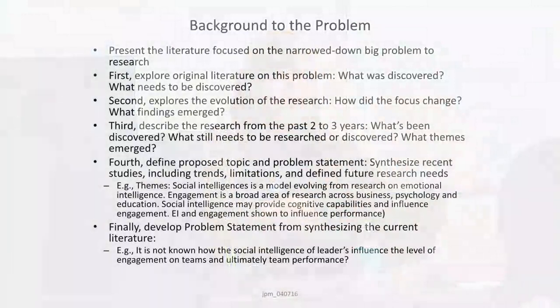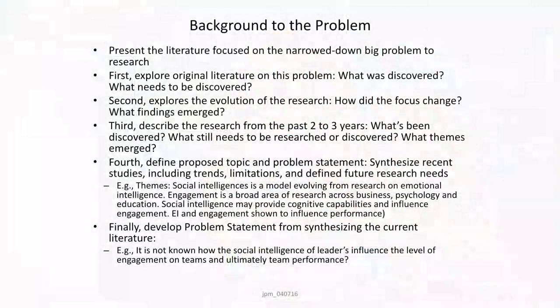Because it is that recent literature, not the old literature, that you use to justify your study. We don't go back 20 years ago to justify our study. We use the literature from the past 2 or 3 years to justify our study. So then that section ends with, here's all the current literature, here's what it's found, and here's what this literature says still needs to be researched. Or here's the trends in that research. Or here are some limitations and gaps in that research.